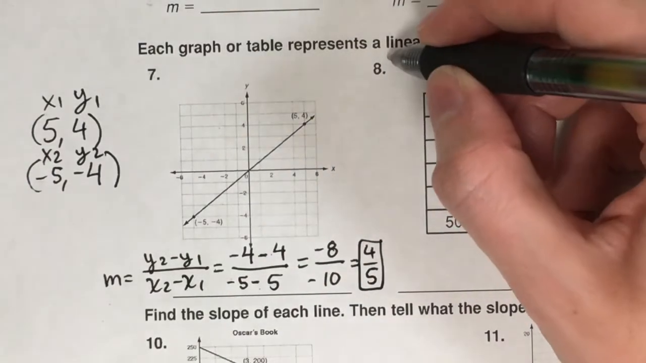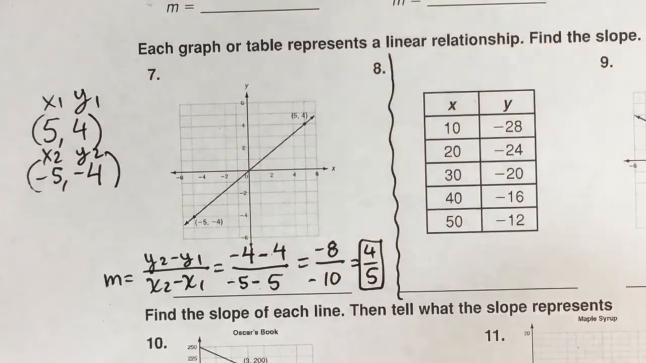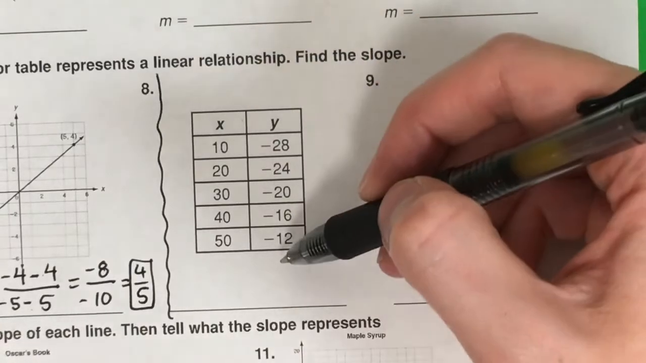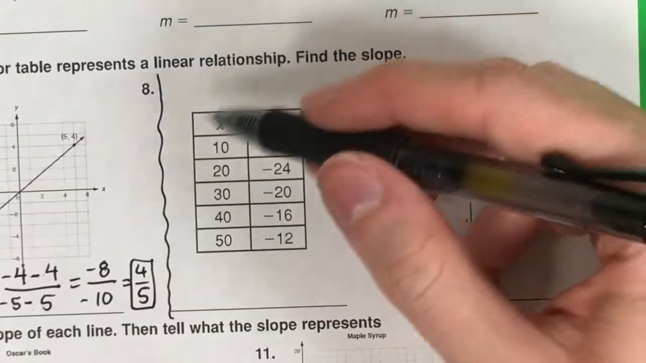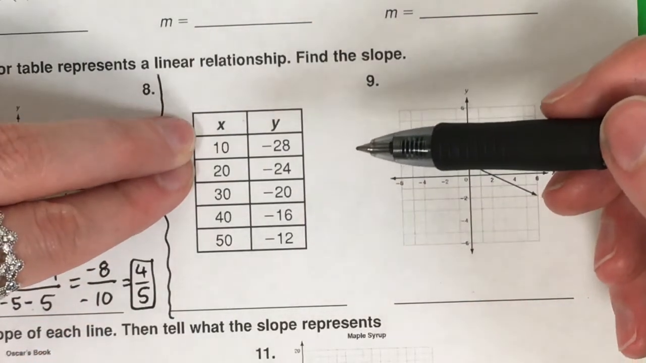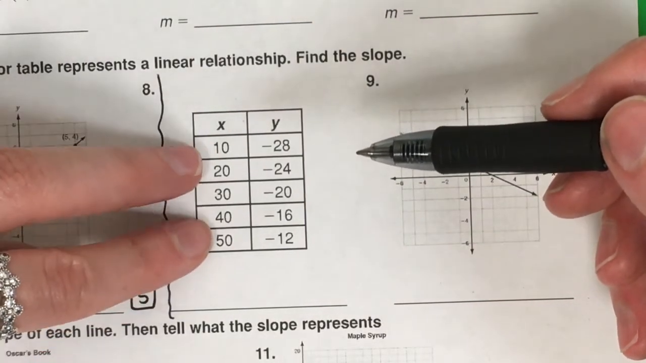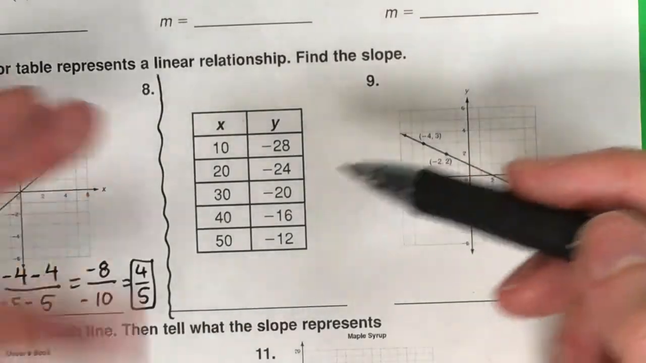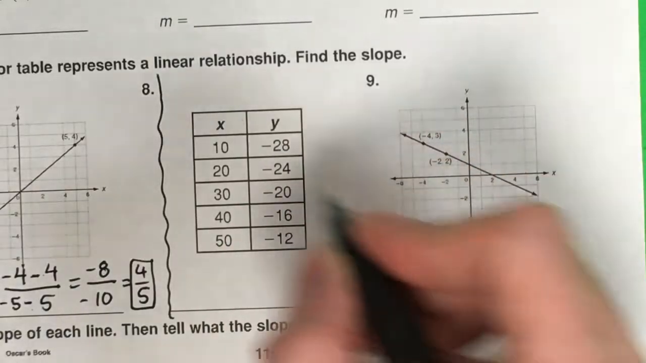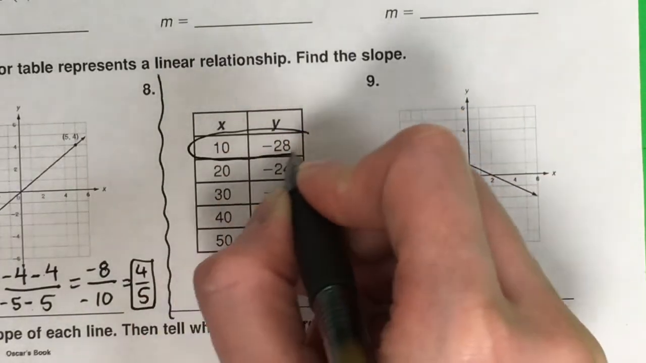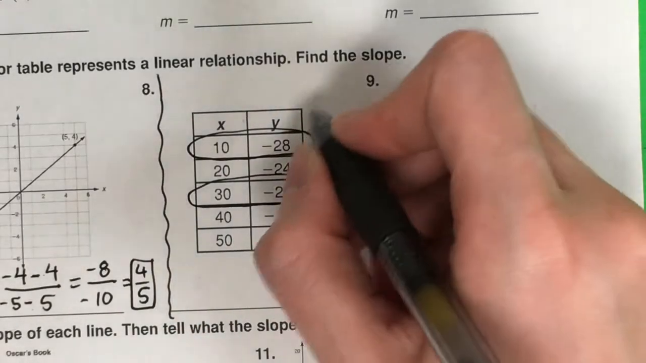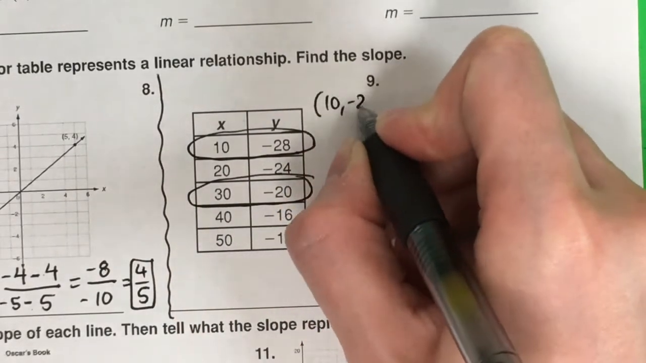Let's do number 8. So for number 8, I need to find the slope for that one. So when you have a table, you just pick 2 points, any 2 that you want. You could pick these first 2, or you could pick the last 2, or you could mix it up. It doesn't matter. No importa cuál dos puntos, okay? So it doesn't matter. So I'm going to go ahead and pick this one and this one, because that's just what I want, okay? So I got 10, -28.